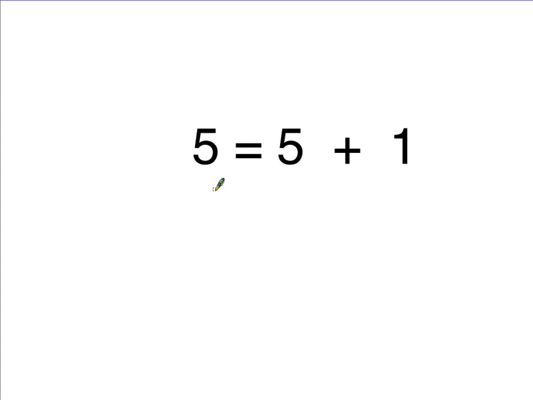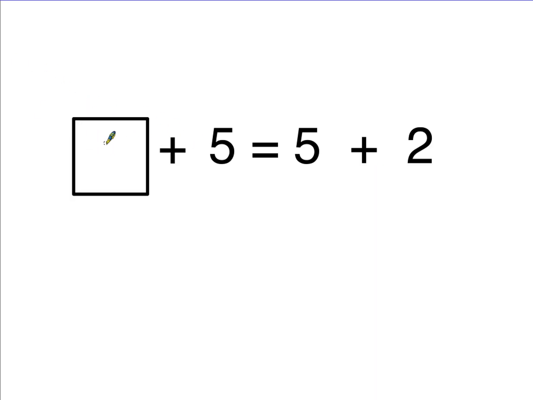This is not right. 5 is not the same as 5 and 1 more. We can do something to this side to make it right. If we put 1 more on this side, then we have to put 1 more on this side. Now they're the same. 1 plus 5 is the same as 5 plus 1. We just have to make sure that this side has to be the same as this side.